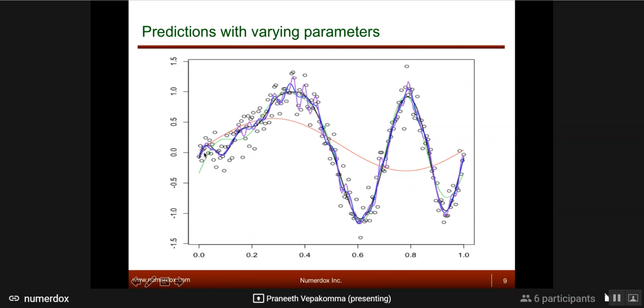F of x may or may not pass through the label, right? So for your red function, f of x is not predicting all the y's it is supposed to predict. The violet function is f of x. This is x, so the violet is f of x. It is passing through a lot of labels.